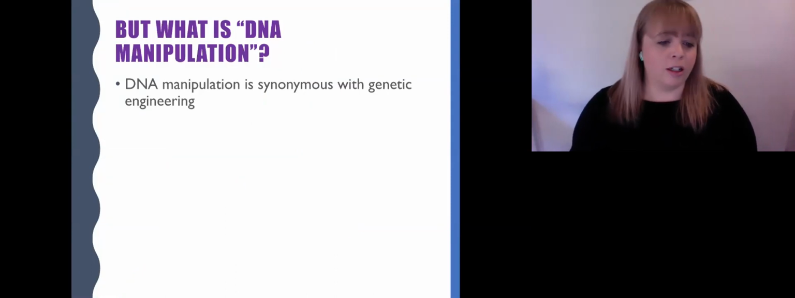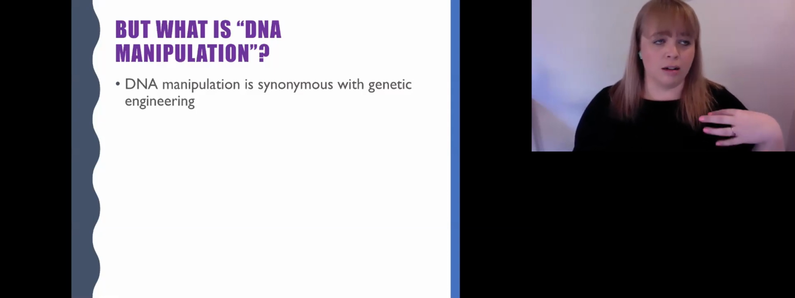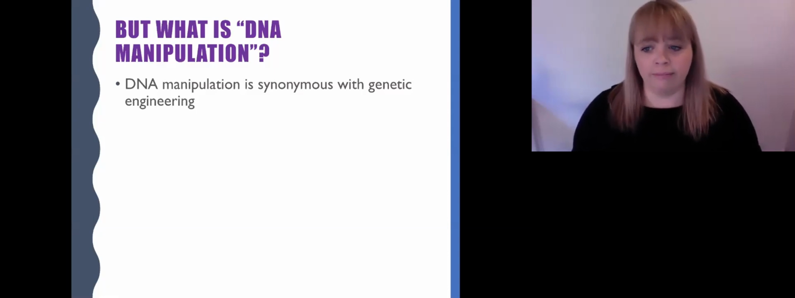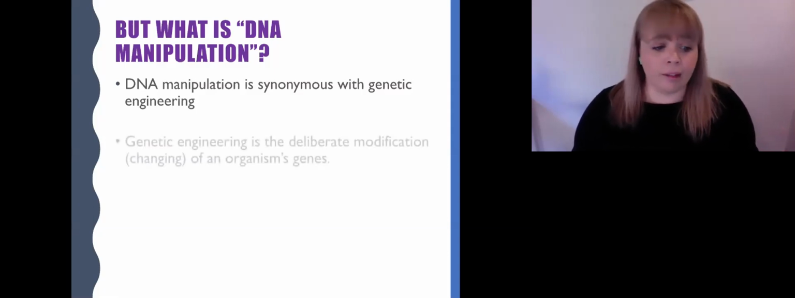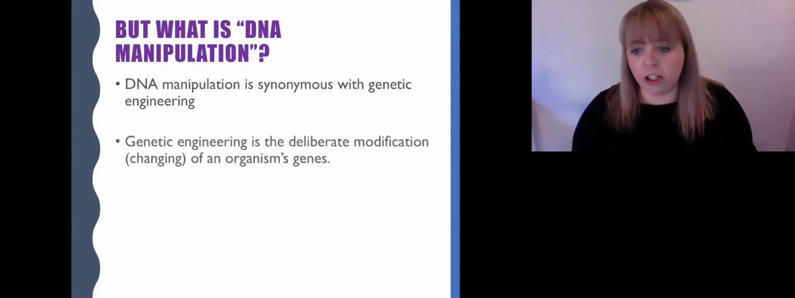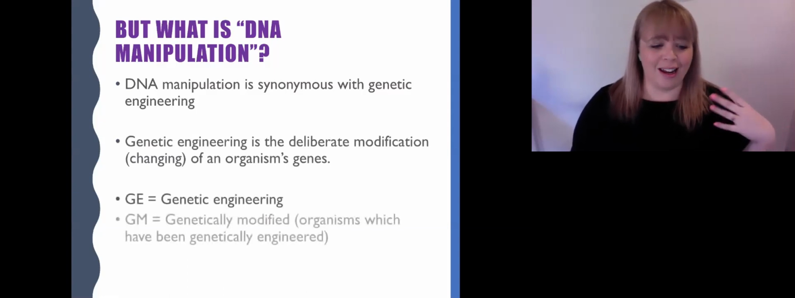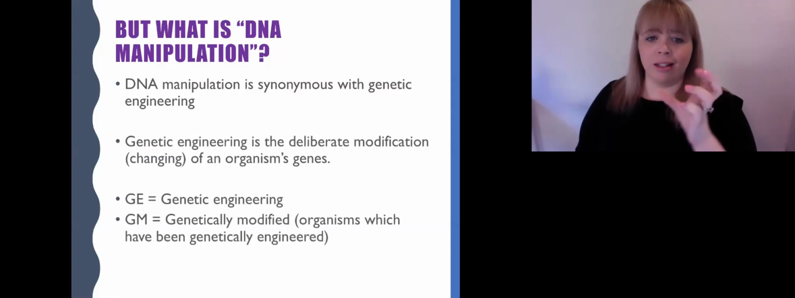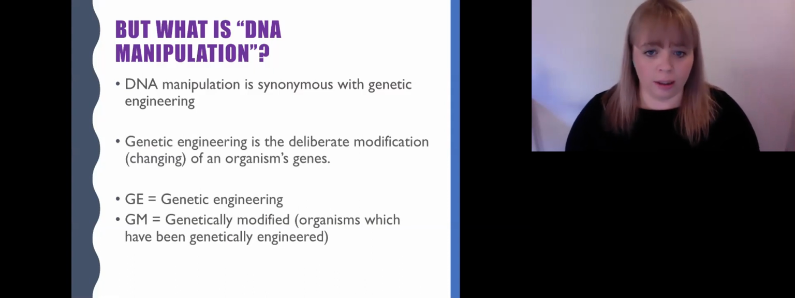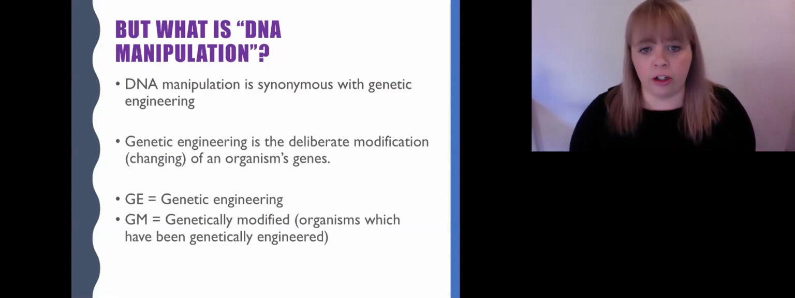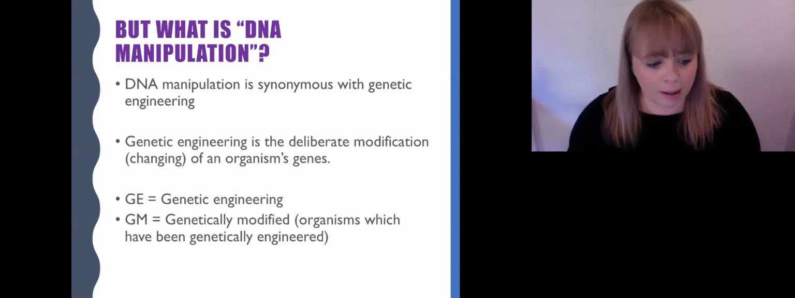So DNA manipulation is the same thing as genetic engineering. It's essentially humans modifying DNA in order to make it do something different. That's it. So deliberate modification or changing of an organism's genes. You can also use GE for genetic engineering, and then GM means genetically modified. So this is an organism that has been genetically altered by the process of genetic engineering. So genetic engineering is the process, genetic modification is the product.